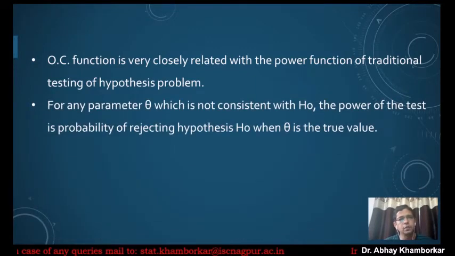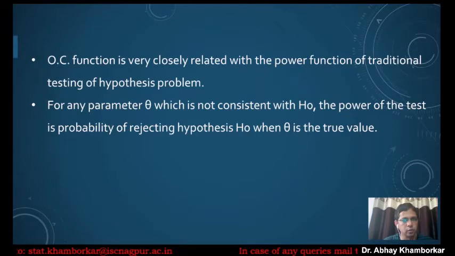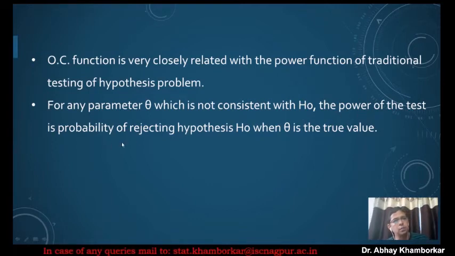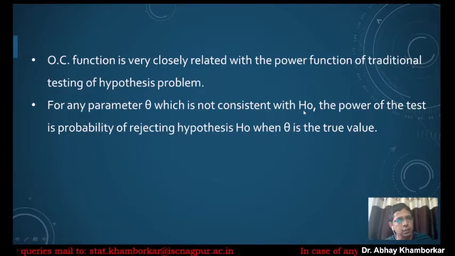For any parameter theta which is not consistent with H naught, the power of the test is the probability of rejecting the hypothesis H naught when theta is the true value. So what does it mean? See what I have said here. For any parameter theta which is not consistent with H naught, meaning H1 is true, I am talking about H1 being true, the power of the test is nothing but the probability of rejecting the hypothesis H naught when theta is the true value, where we are saying that theta is not consistent with H naught.